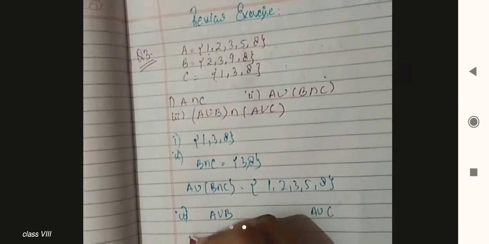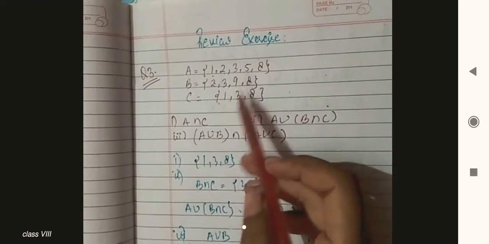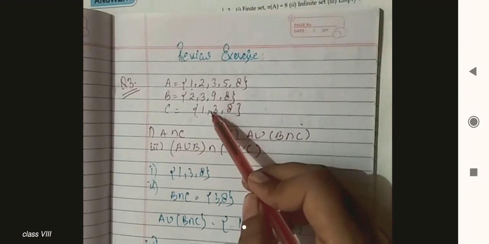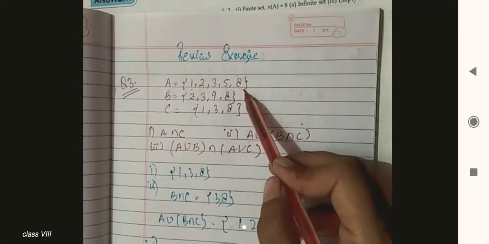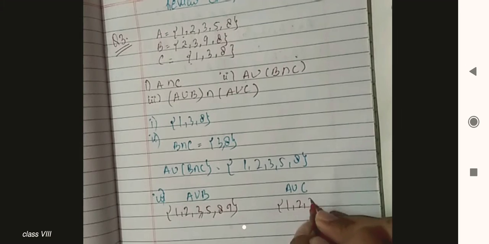So A union B will be 1, 2, 3, 5, 8 and 9, which is in B. We will include 9 also because we need all elements. A union C is all elements of A and C: 1, 2, 3, 5, 8. 1 is also there, 3 also there and 8 also there, so you will not write them again. It will be 1, 2, 3, 5, 8.